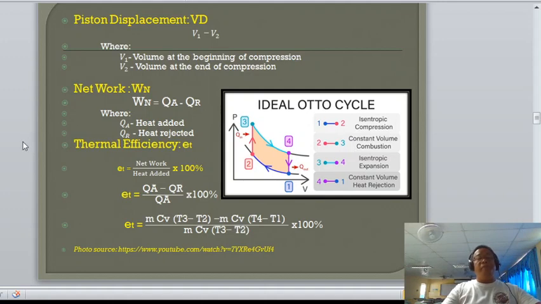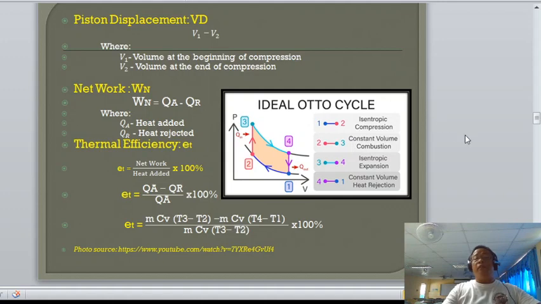Substituting from this original equation, the thermal efficiency is equal to heat added minus heat rejected over heat added multiplied by 100%. Substituting the definition of QA at point 2 to 3, QA is mass multiplied by the specific heat at constant volume multiplied by the change in temperature between 3 and 2. Same as with QR, where QR is also equal to m multiplied by the specific heat at constant volume multiplied by the change in temperature between 4 and 1, divided by QA, which is m c_v (T sub 3 minus T sub 2). Eliminating now the mass and the specific heat at constant volume.